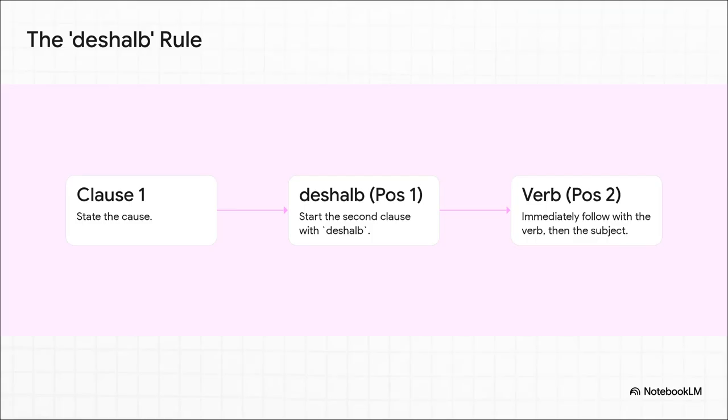So here's the formula. You've got your first sentence, which is the cause. Then, to connect the next idea, you start with deshalb in position 1. And this is the absolute key. The verb has to come immediately after it in position 2. Let's look at a real example.